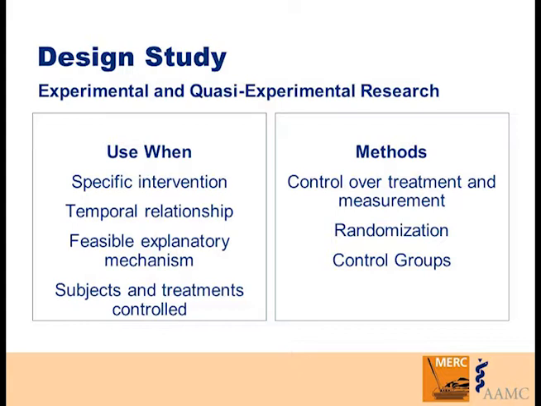Typically in these designs, we have a specific intervention, and it is plausible to make hypotheses about a temporal relationship. That is, if we teach content in this way as opposed to another way, we can expect to see differences in outcomes. It's important that the intervention be a feasible and logical explanatory variable. And importantly, we have control over subjects and treatments. We are able to manipulate who gets what.